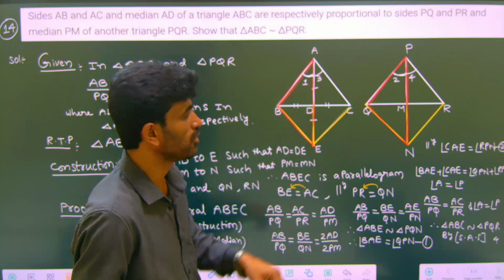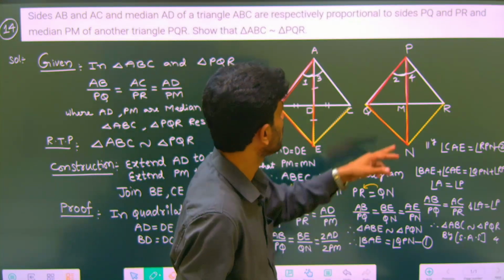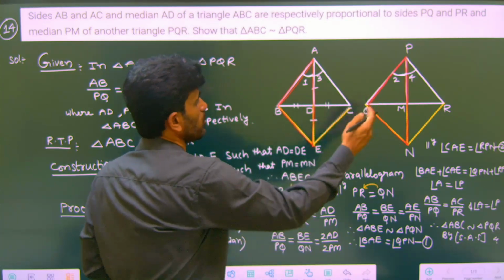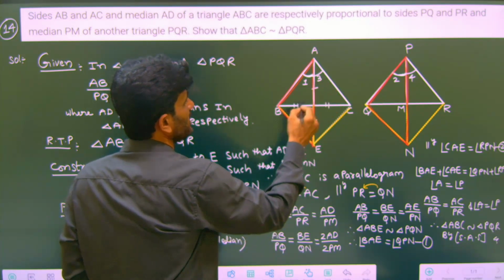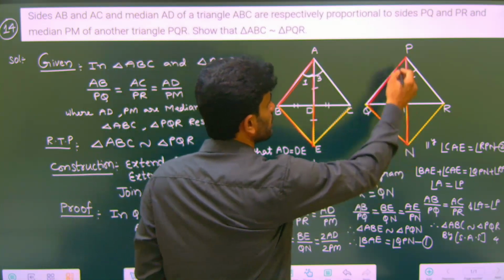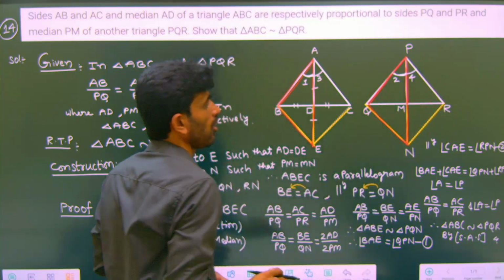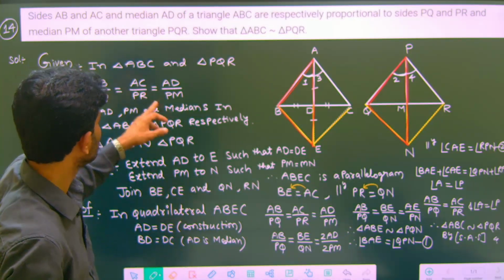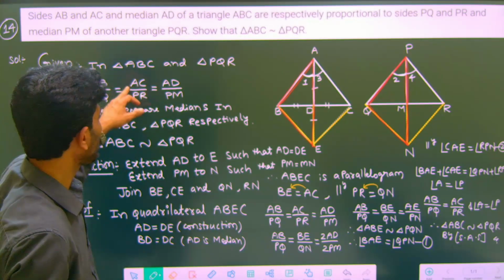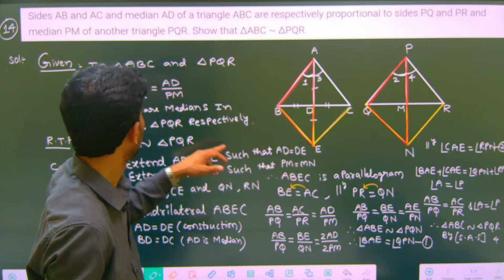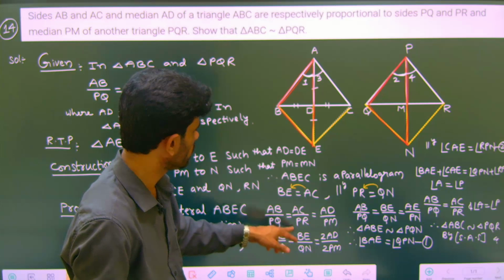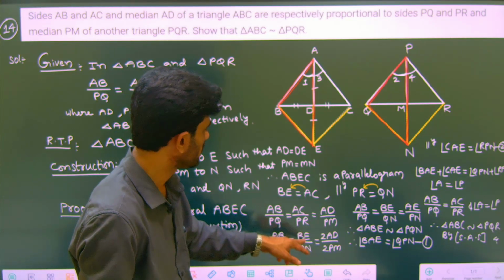In the same way, we can prove PQNR is also a parallelogram. So when these two are parallelograms, we can write BE in place of AC and QN in place of PR, because opposite sides are equal. Now I took this ratio: AB by PQ is equal to AC by PR. In that, I replaced AC with BE and PR with QN.